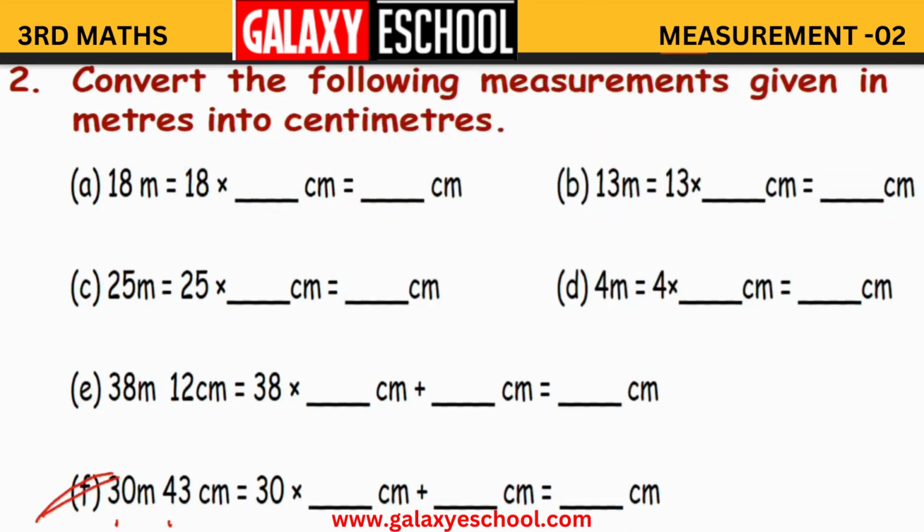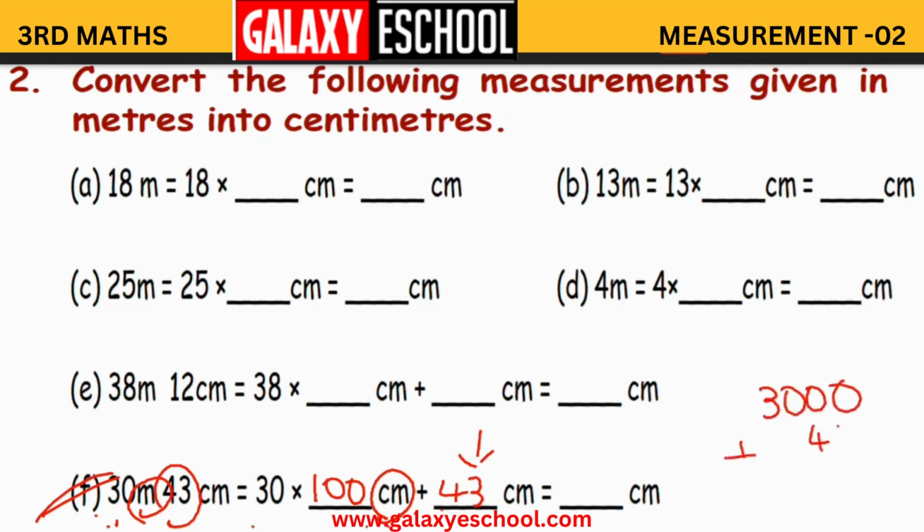Coming to the last question here. 30 meters 43 centimeters is equal to, again here 30 is in meters. 30 into 100 centimeters plus our 43 as it is. It is already in centimeters, so we need not multiply it. Now 30 into 100, 3000 plus 43. The answer would be 3043 centimeters. Is this clear, children?